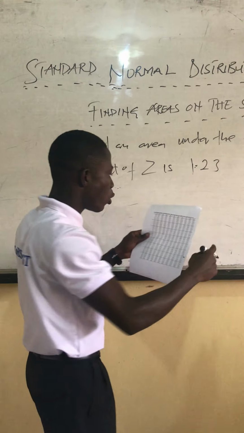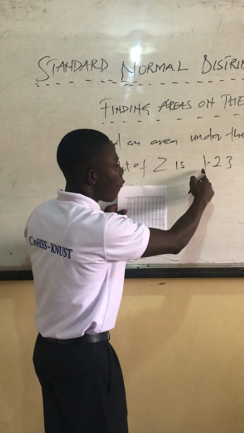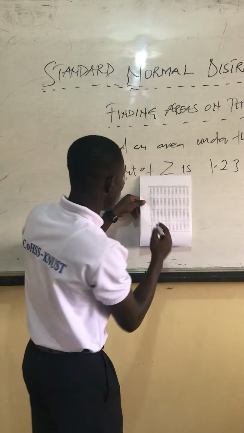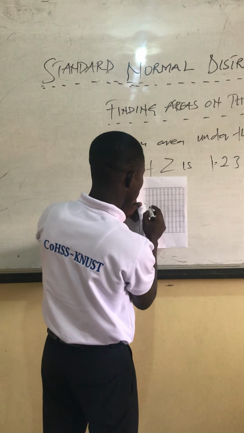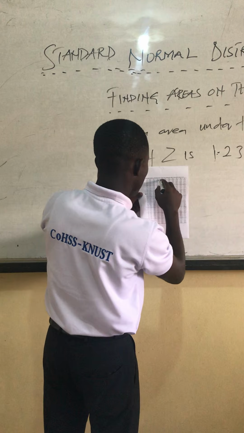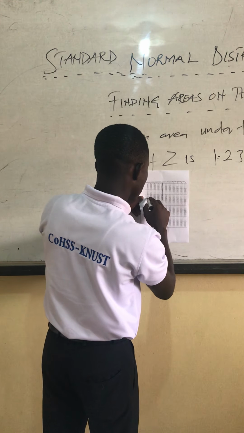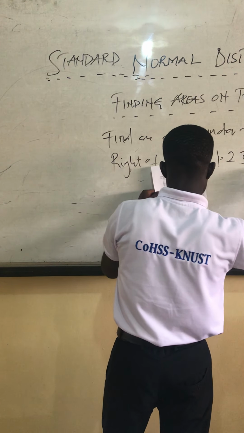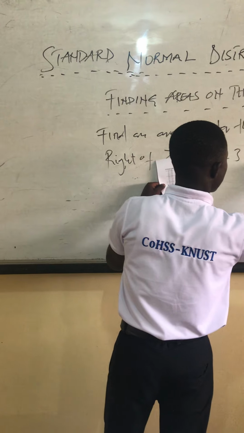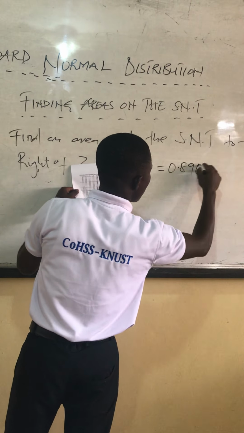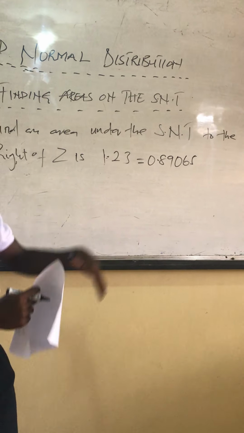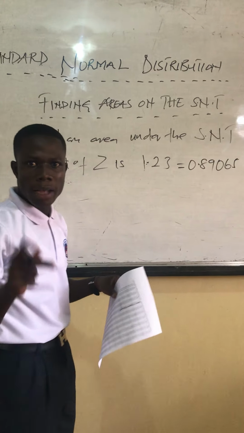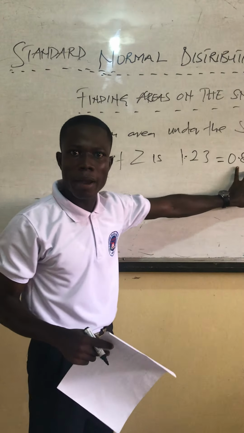So 1.23 on the table: I'll find 1.2 on my vertical axis and 0.03 on my horizontal axis. So 1.2 is here. This is my 1.2. And this 0.03. So here they will meet. So here the answer on the table is 0.89065. So 1.23 on the table is 0.89065. Because I am asked to find it on the right of z, this is not my final answer.